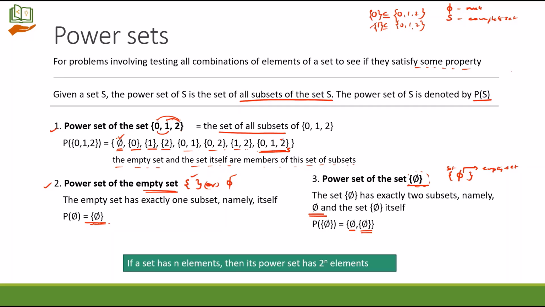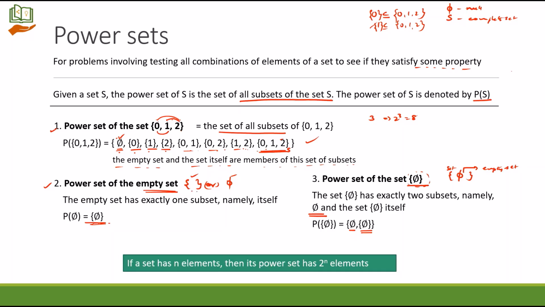How many elements will be present inside the power set? If a set has n elements, then its power set has 2 power n elements. Let's check. There are actually 3 elements here. So 2 power 3 will give you 8. 1, 2, 3, 4, 5, 6, 7, 8. Yes, there are 8 elements.